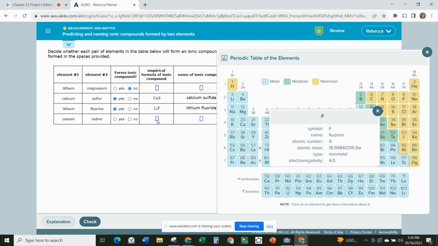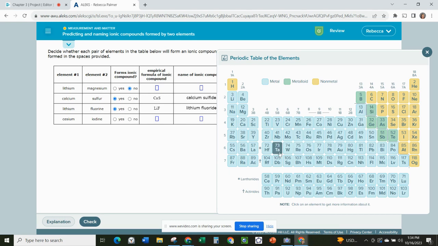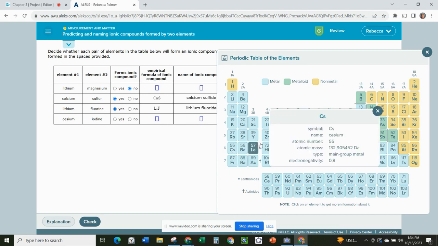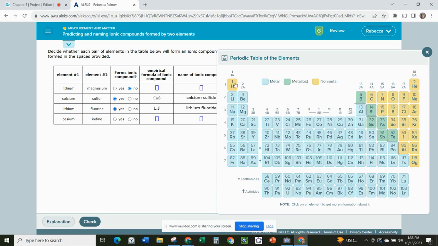Okay, last one is cesium and iodine. So cesium is here, that's a metal. Iodine is here, that's a nonmetal. Everything in this first column forms a +1 charge. So cesium is a +1 charge. Iodine is over here. It is in the -1 column, so it's going to form a -1 charge. So we have cesium, and we have to get the correct symbol too, so make sure you do that. Cesium is +1. Iodine is -1.